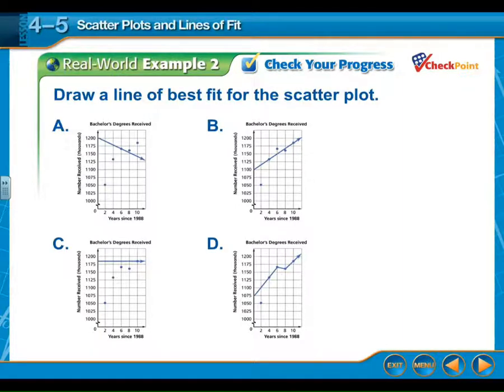And in D, you have what we call a piecewise function. As the years increase, it increased from 2 years to approximately 6 years. It fell off and went down between 6 and 8. The table doesn't support that. And then from 8 to 10 it increases again. So your answer has to be B.